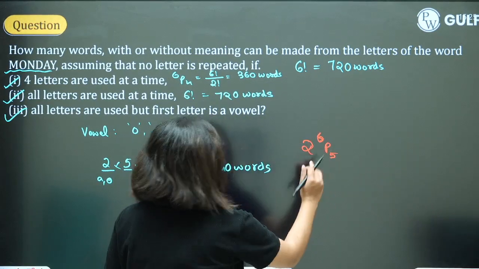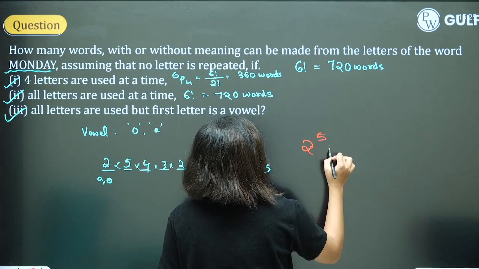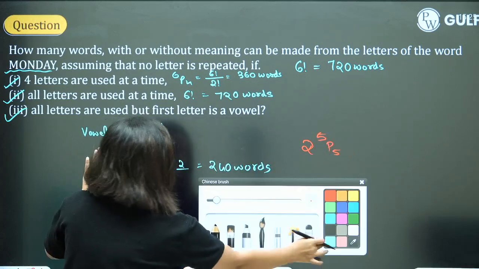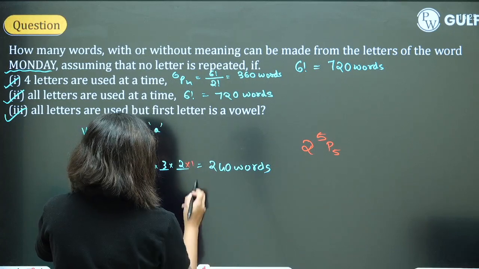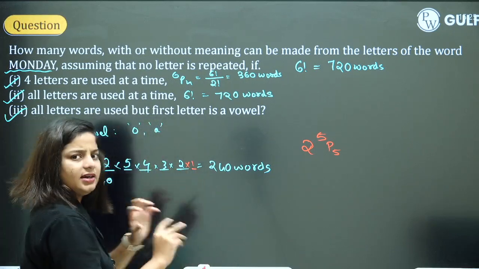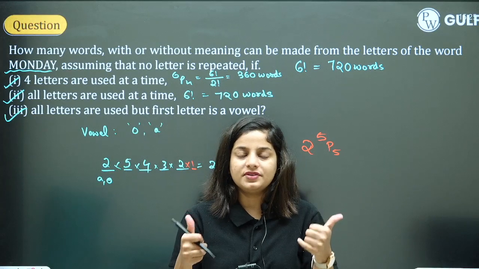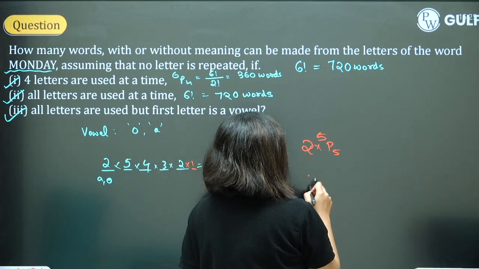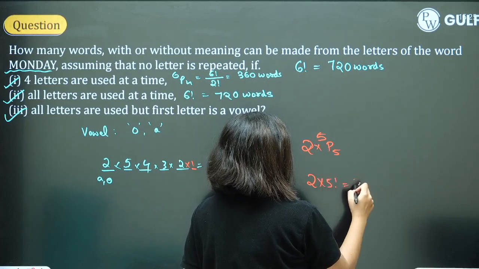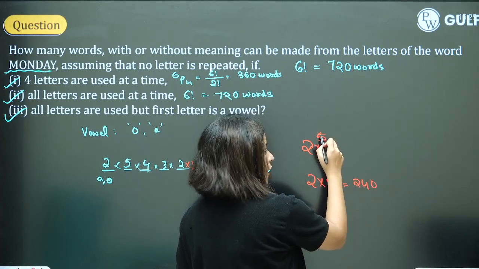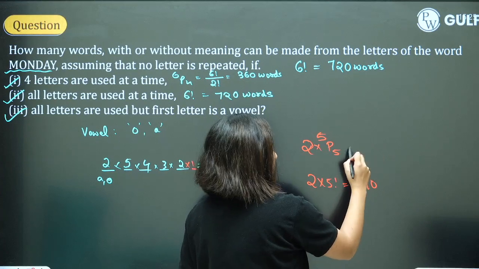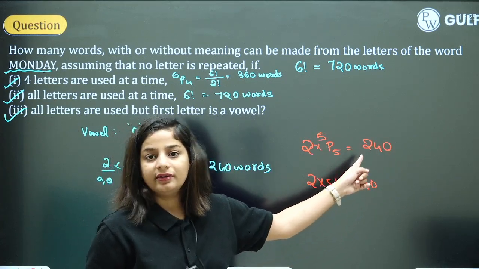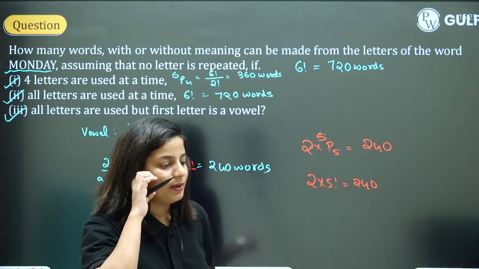Yeah, 5P5. Meaning the first space is gone. Now a total of 5 spaces are left. There is one also here. Total 5 spaces are left and 5 letters are left. Out of 6, 5 spaces, 5 letters. So 2 into 5 factorial, that's 240. Or 2 into, out of 5, you're selecting and arranging 5. This is also equal to 240. How much is nPn? nPn is equal to n factorial. Do you remember that property?